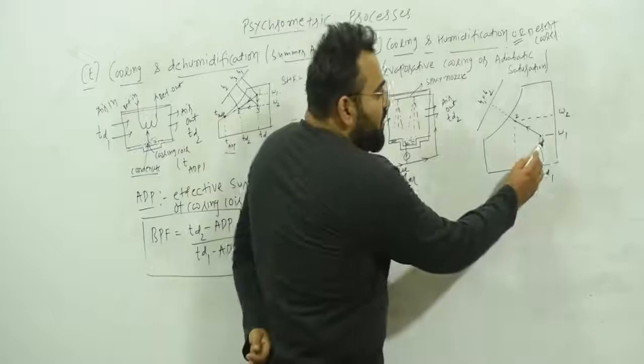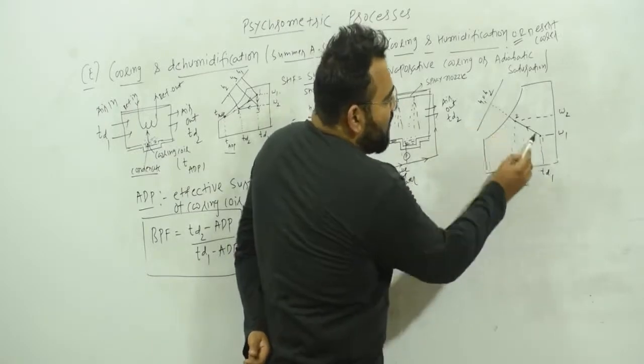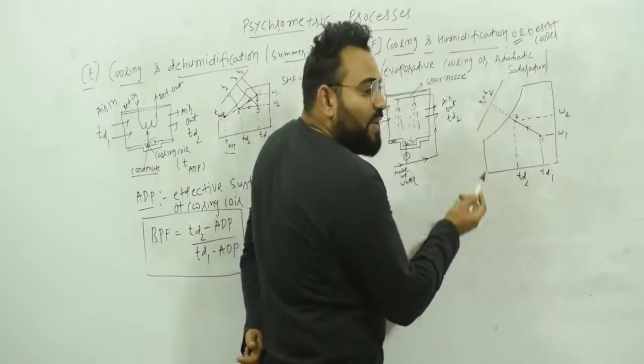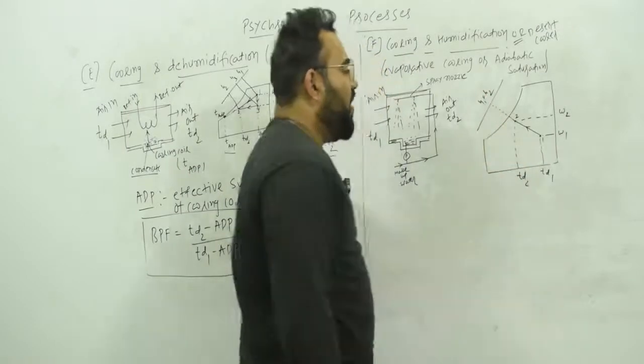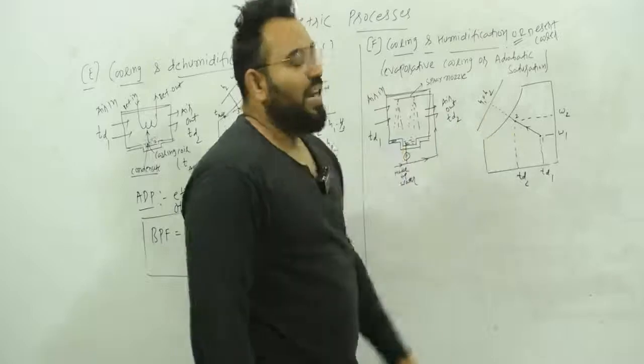And in cooling and humidification, you can see that the enthalpy remains constant. So for 1 and 2, enthalpy is the same: H1 equal to H2, and also the wet bulb temperature is the same. So these are the properties of cooling and humidification.